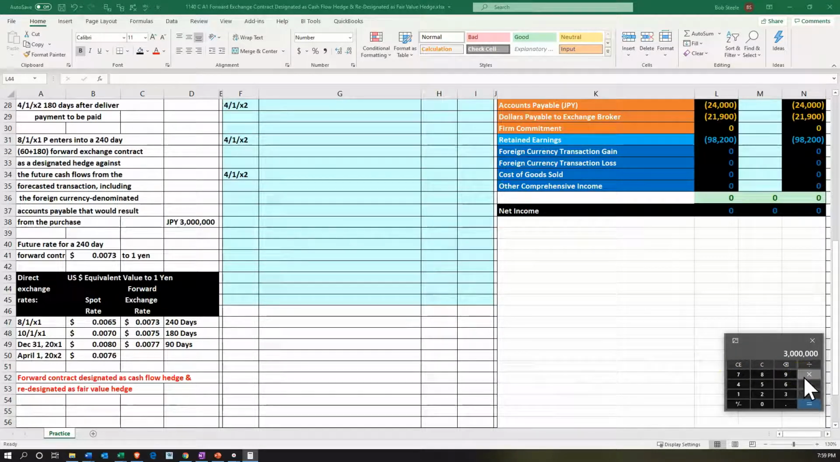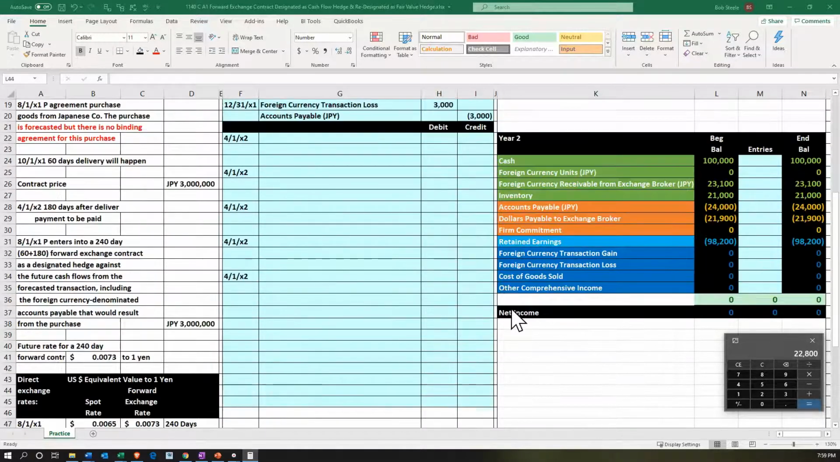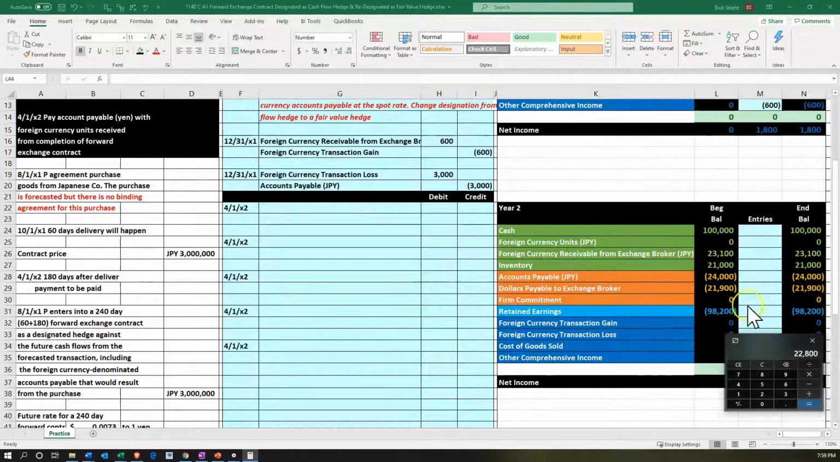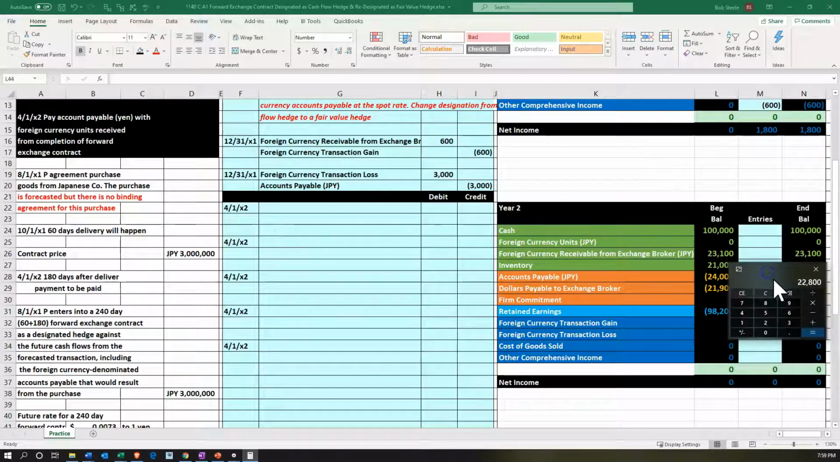So we're going to take the spot rate times 0.0076. There's the 22.8. We've learned to calculate the 22.8. So then we have the 23.1 is currently there. So we're going to say minus the 23.1. And there we have a $300 difference. That $300 difference is going to result in a loss.